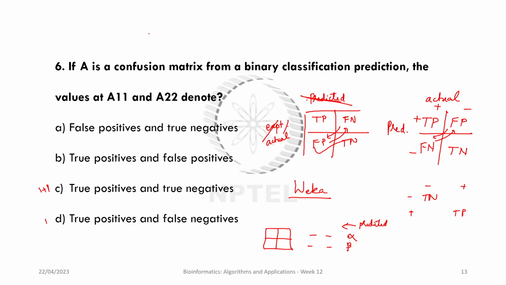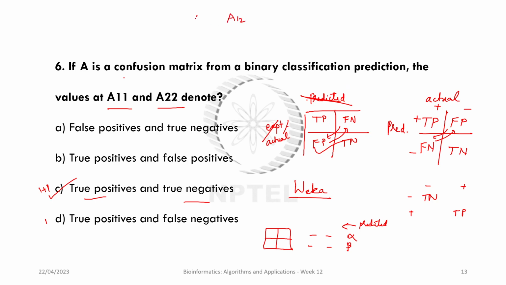So even if you're worried about the axis of where what is, if the question is about A11 and A22, you can still go with true positives and true negatives, which is option C. Only on the sides, or only if you go in the same row, you will find true positive and false positive, or true positive and false negative in the same row. Diagonally, it will be false with false and true with true.